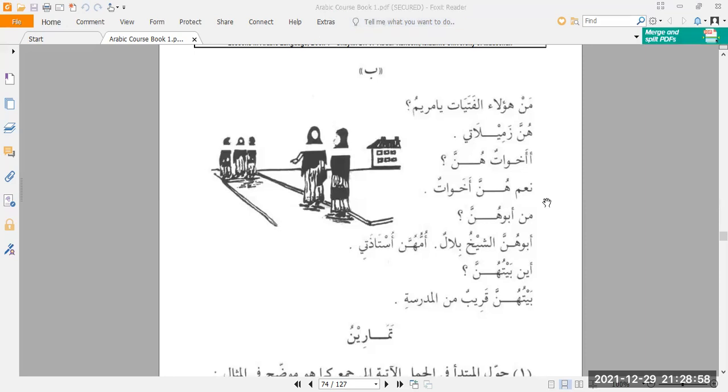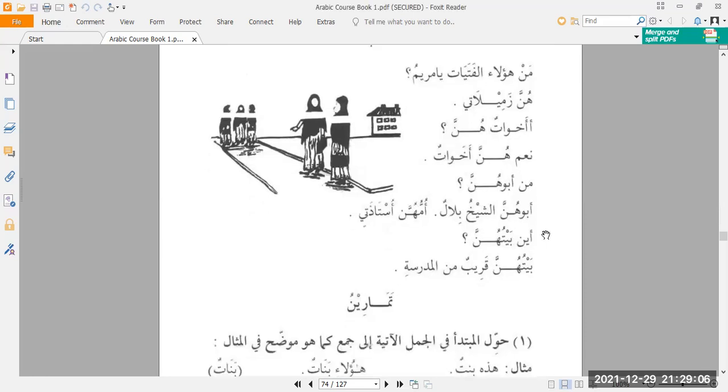Okay, so that was "Na'am hunna akhawatun." They are sisters. And then the next question that is asked is "Man abuhunna?" Who is their father? "Abuhu, abuha," let's put it in the Arabic pronouns. "Abuhu, abuhuma, abuhum. Abuha, abuhuma, abuhunna." Sixth one in the row. So "abuhunna."